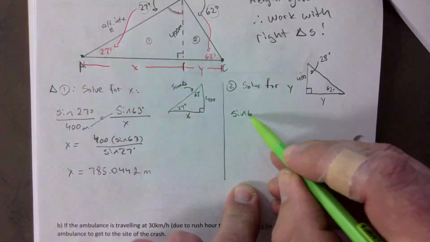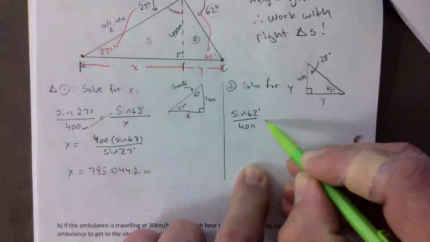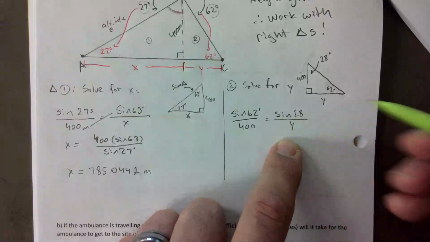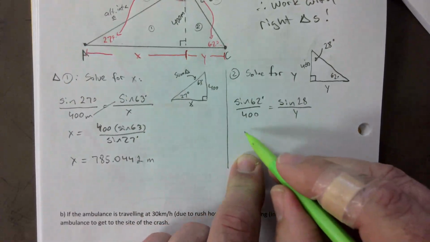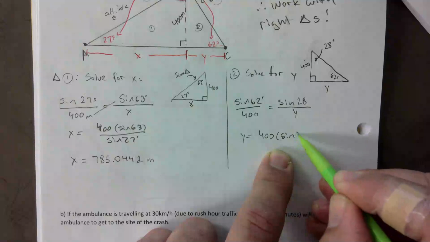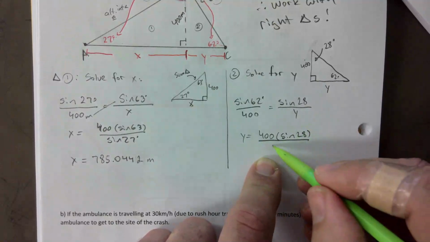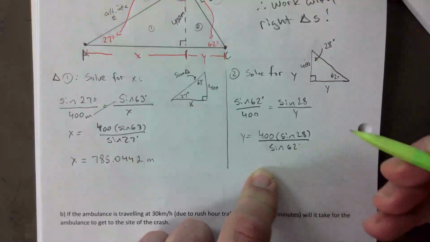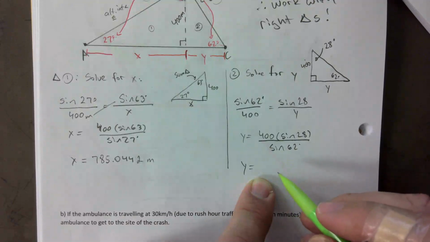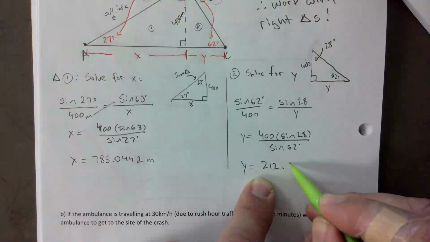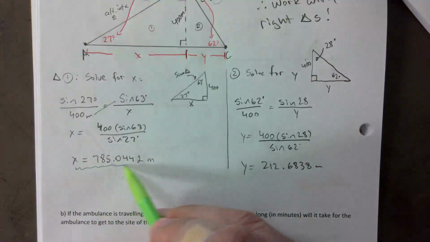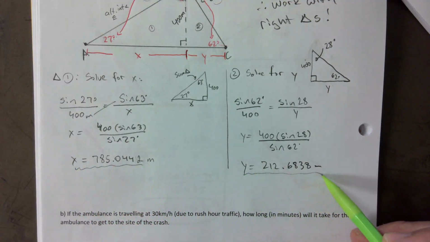So I'm going to go sine of 62 over 400, sine of 28 gets me y. Okay. Y is equal to 400 times that, divided by sine 62, that's 212.6838 meters. So this is important, and this is important. Obviously, that would get you marks, right?